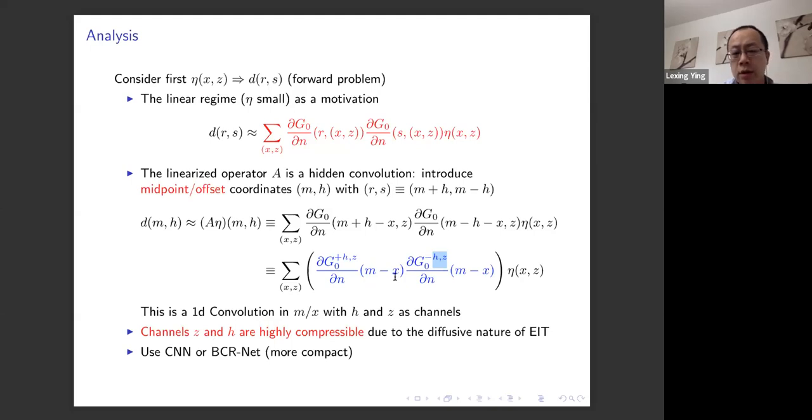Now, obviously one can implement this as a convolutional neural network, but only in the X and M direction, using the Z and H directions as the channels of this convolutional neural network. The problem is that you have quite a lot of channels. But the advantage here is that this problem is really governed by heat propagation, the electrostatic potential. Therefore, both the channels H and Z are highly compressible. So instead of having many 1D convolutions, you only need a small number of them. That will be sufficient, okay?